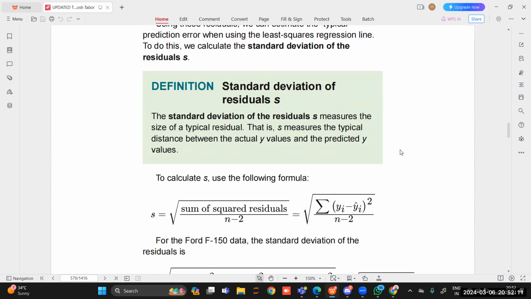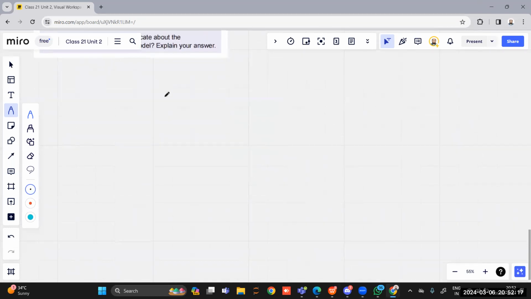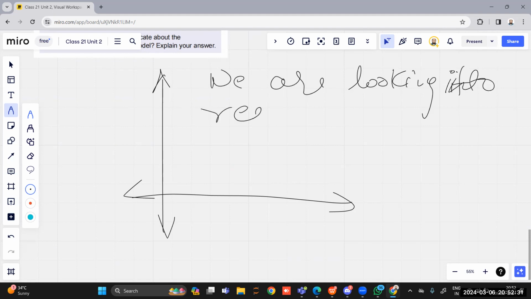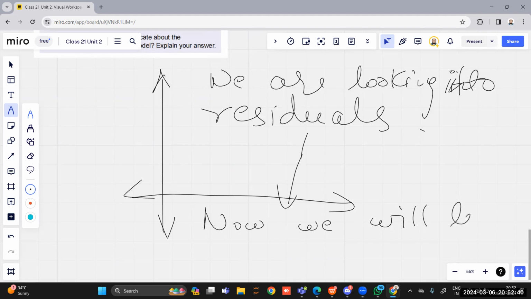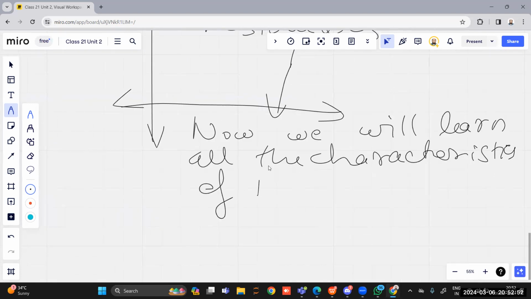Now there comes a big topic. We have done all these things in our previous classes. Now we are looking into residuals. Okay, so now we will learn all the characteristics of it. Why are we looking into its characteristics?